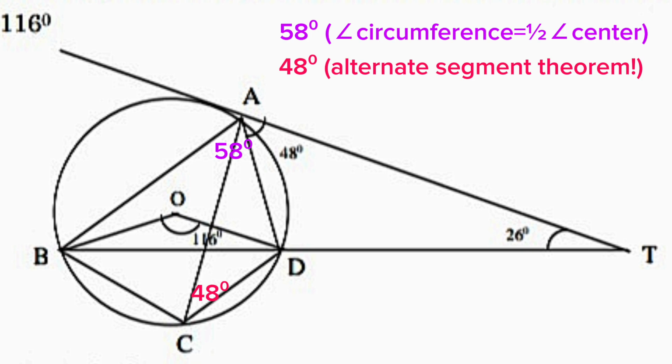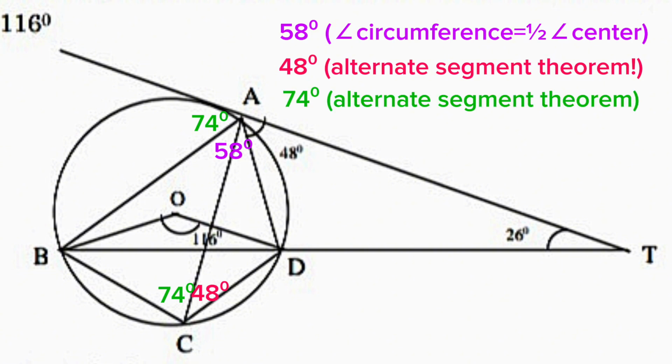The other alternate segment theorem we can use: angle A on the left is equal to the opposite interior angle at C. How to get angle A on the left? Using a straight angle, 180 degrees minus 48 degrees minus 58 degrees. Then we have angle A on the left is 74 degrees. This is equal to angle C 74 degrees using the alternate segment theorem. The other 74 degrees, again the same as angle C, is angle D.